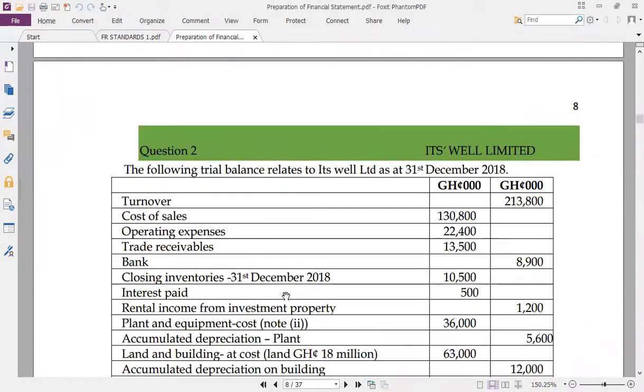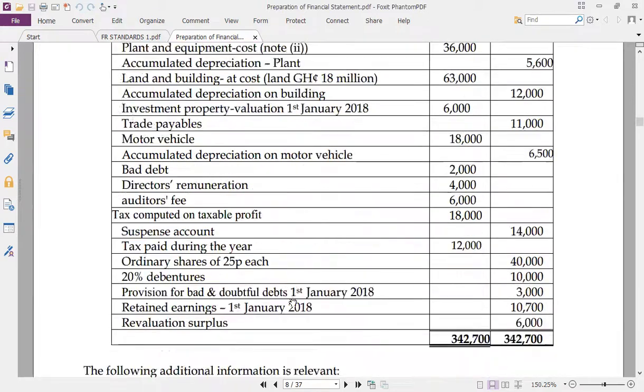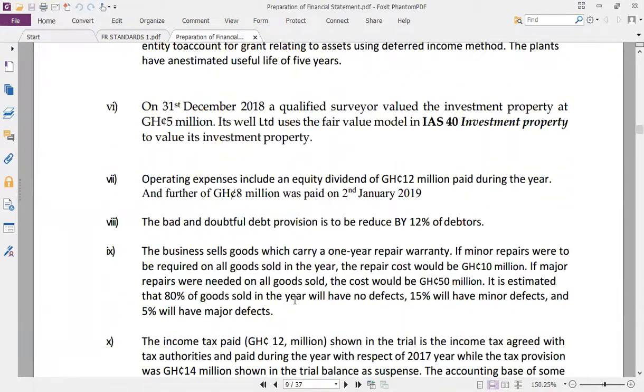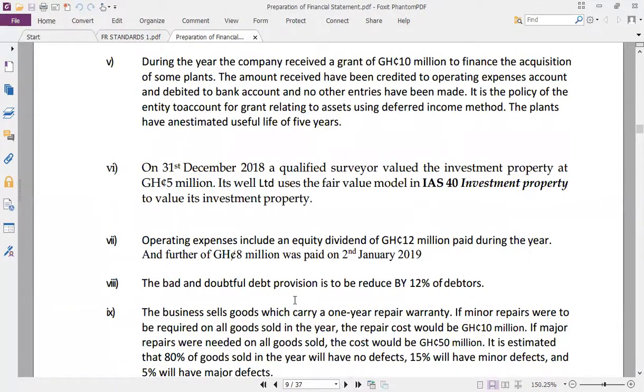Now let's go to question 2, page 12. The dividend in the trial balance, that one we need to account for, because it took place during the year. So that one must be part of this year's financial statement. If you declare dividend within the year, it must be part of that year's financial statement.